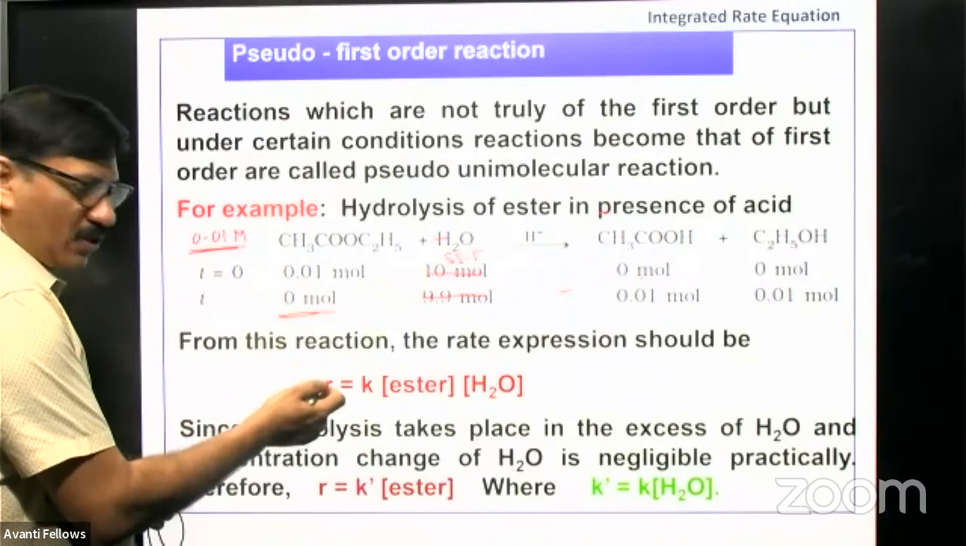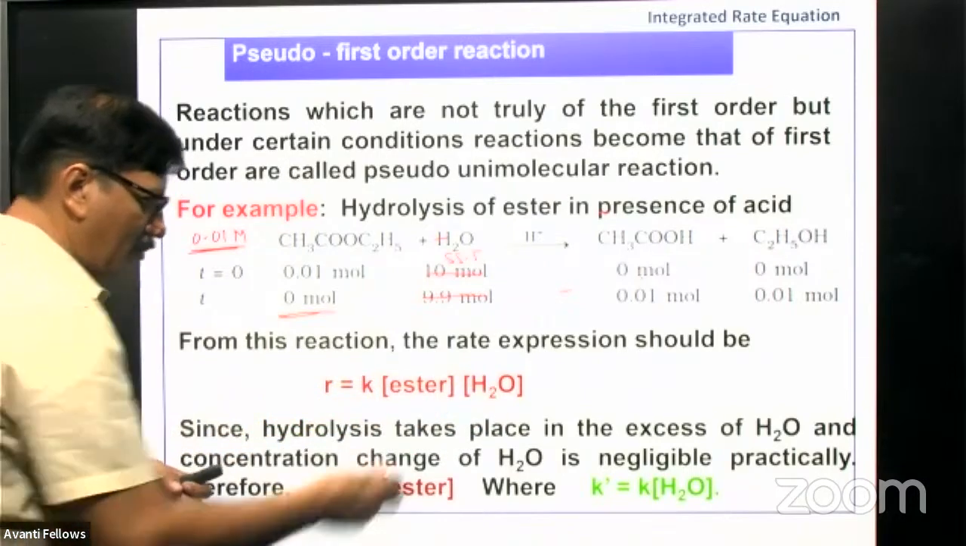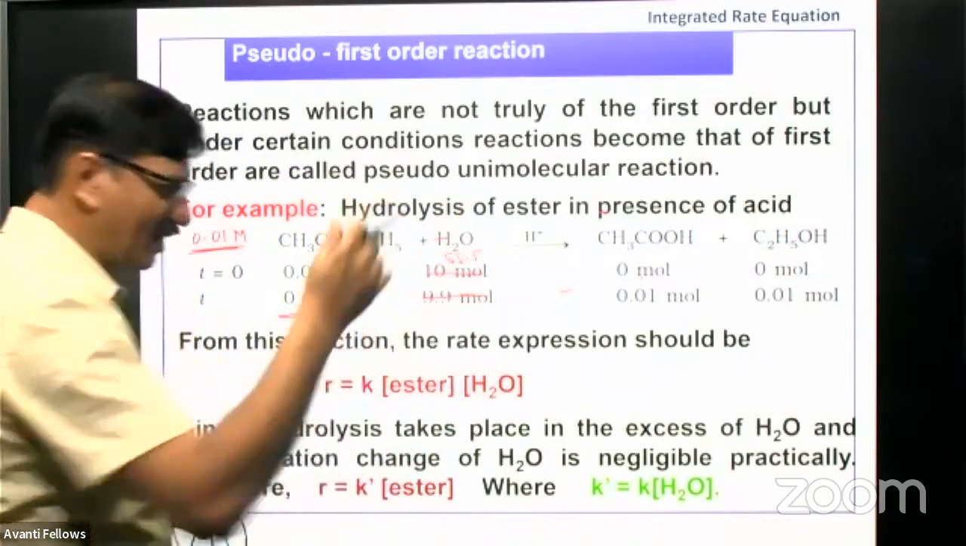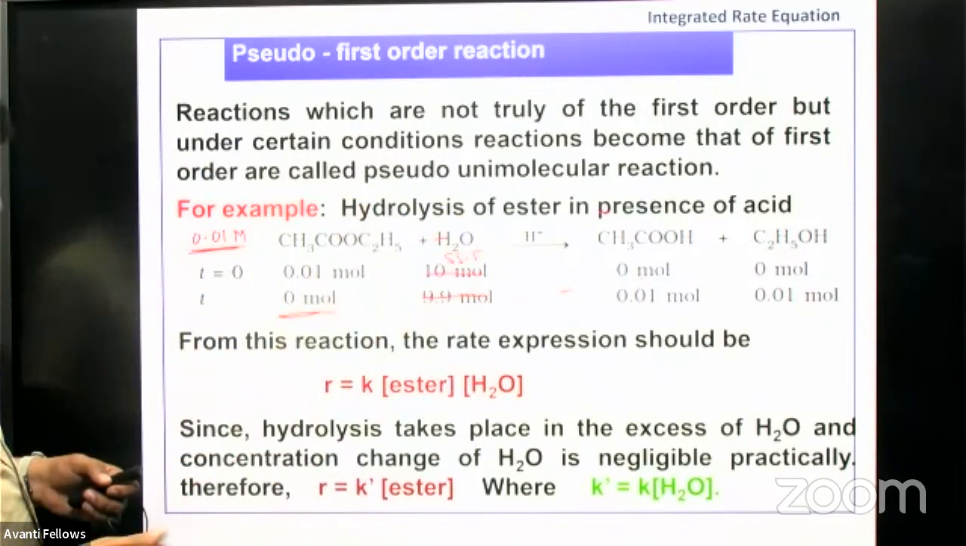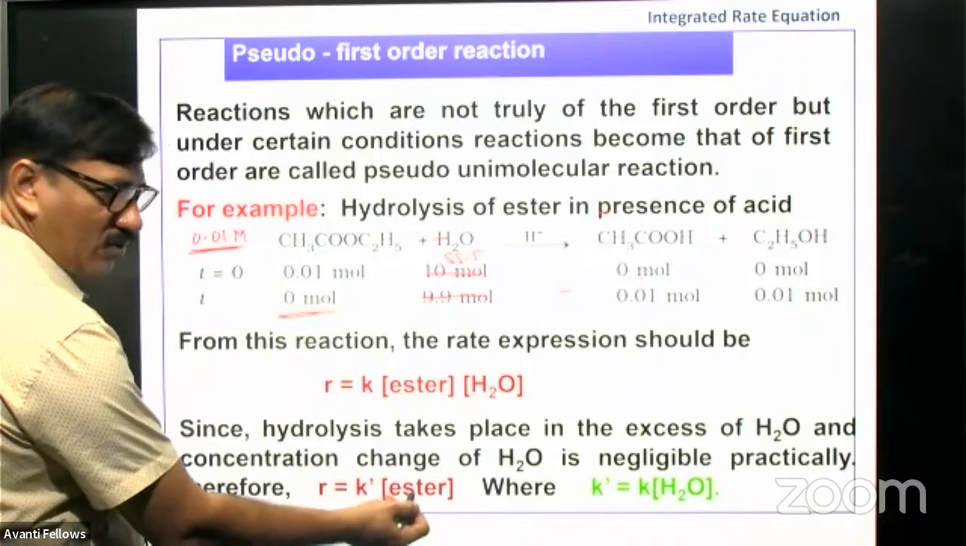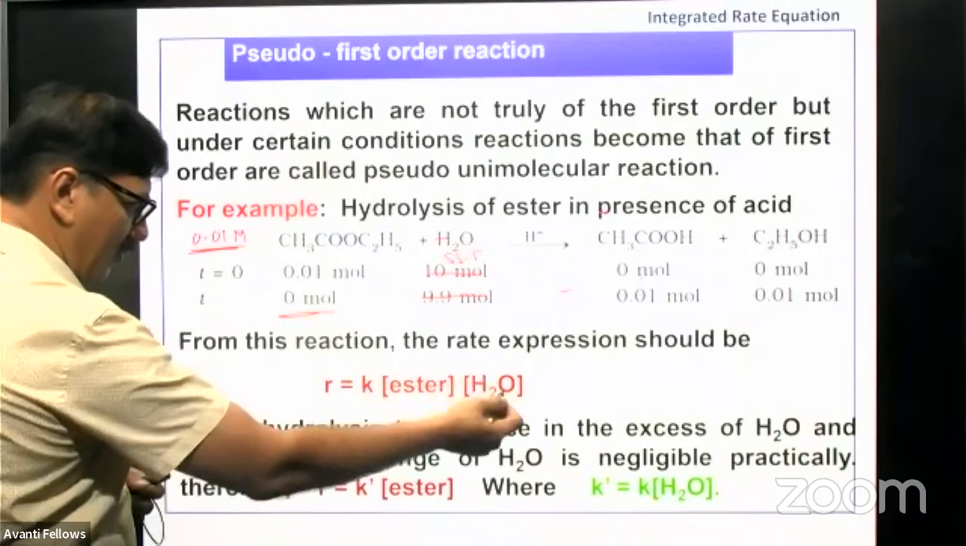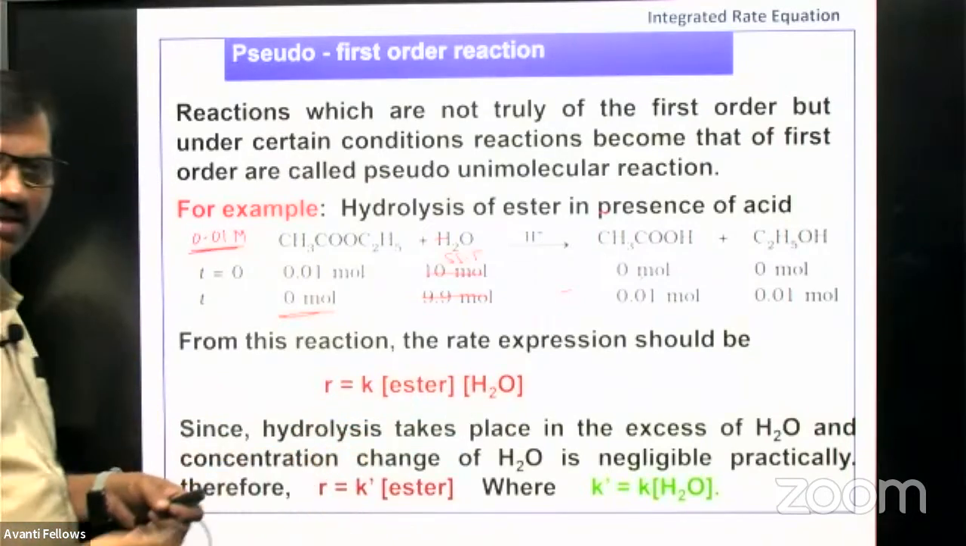Suppose the rate expression is equal to K into ester concentration into H2O concentration, but the H2O concentration is not changed at all. Therefore, the rate can be written as rate is equal to K dash into the concentration of the ester itself, because the concentration of H2O is brought in, and rate by H2O is K dash.